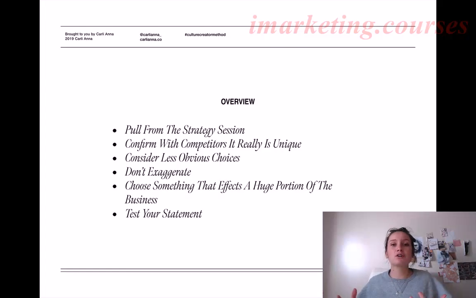Okay, let's just quickly overview how to create the differentiating statement. One is you're going to pull from the strategy session those highlighted key areas in those 2 columns that I showed you. Next is you're going to confirm with competitors that what you have really is unique. You're going to consider less obvious and less tangible choices. You are not going to exaggerate when you're creating the statement. You're going to be totally honest and authentic. Choose something that affects a huge portion of the business. If you can get it to affect as much of the business as possible, you're on board to a successful differentiating statement. Now, lastly, you are going to test your statement.